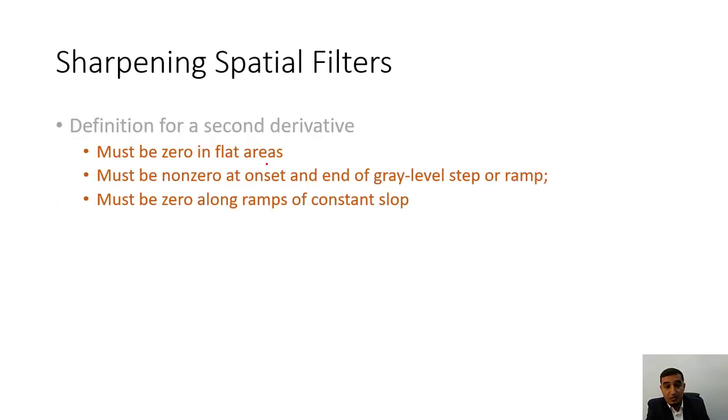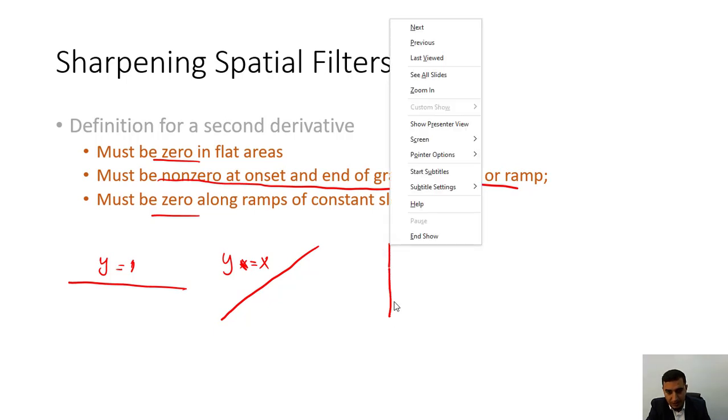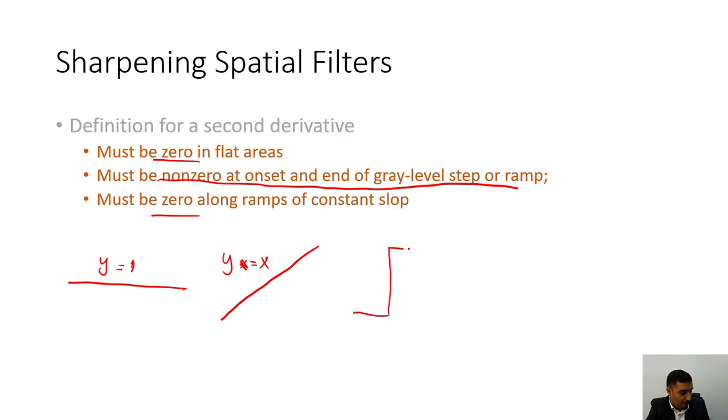The definition of the second derivative must be zero in flat areas, and must be zero along ramps of constant slope. Why? If you remember, this is a flat segment, a constant. Let's say it's a function y equals 1, so the derivative of 1 is 0. This is a ramp of constant slope, so y equals x. Derive it the first time, it will be a constant. Derive it the second time, it will be 0. It should be non-zero at the onset and the end of a gray level slope, which is something like a step function like this.